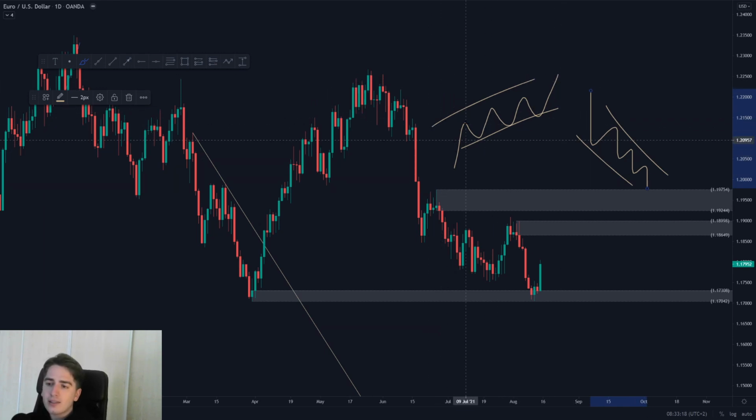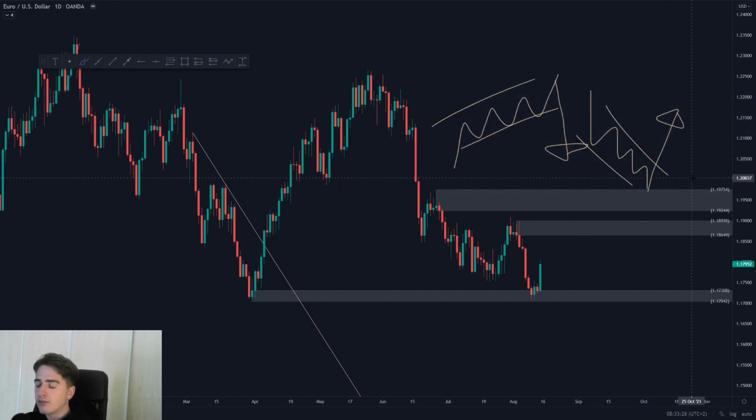But when we have an ascending channel or an ascending correction, we can expect a drop in the near future. When we have a descending correction or a descending channel, we can expect a rise within the near future.